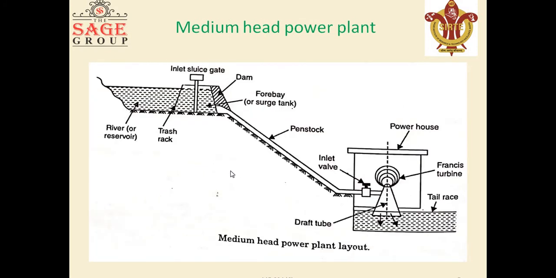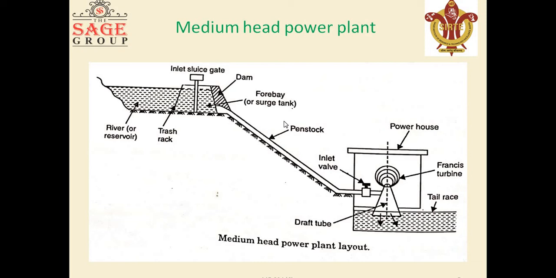This is the layout of the medium head power plant. Here you can see the river or reservoir, the trash rack, the inlet gate. This one is the dam, this is the forebay, or we can see the surge tank, and this is the penstock, and here you can see the inlet valve. This is the powerhouse, or the turbine assembly. The Francis turbine is used in case of the medium head power plant, and this is the draft tube.